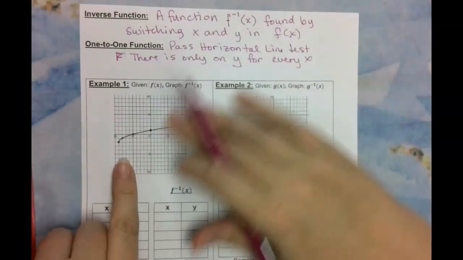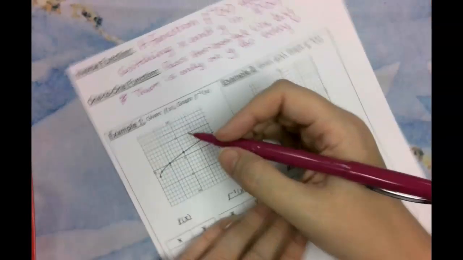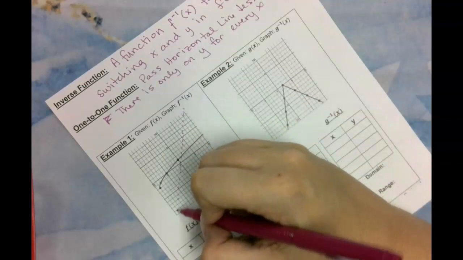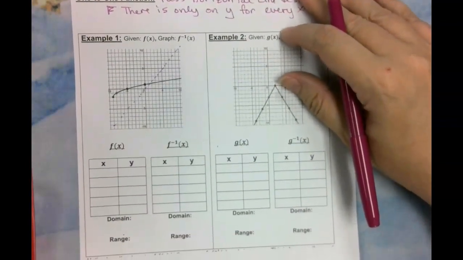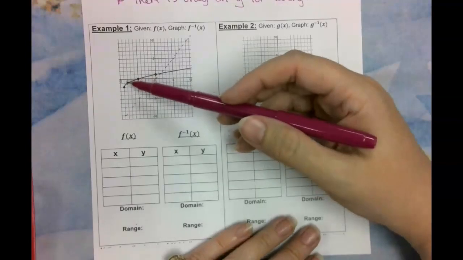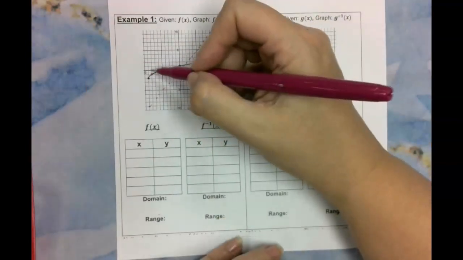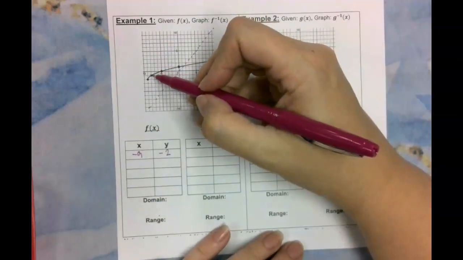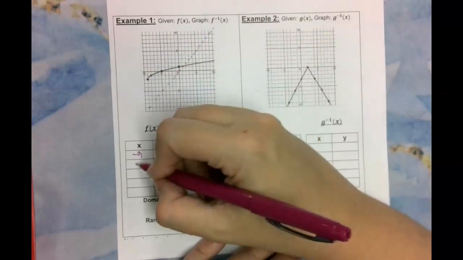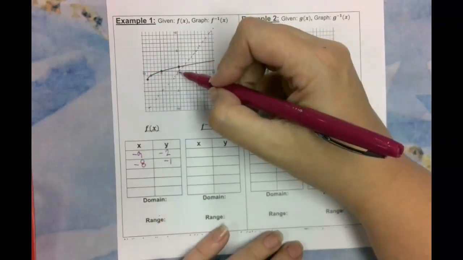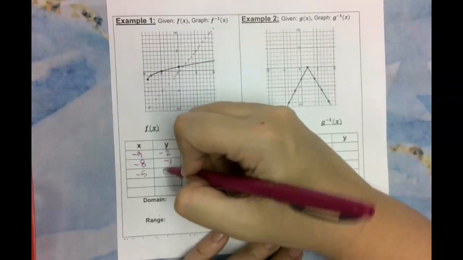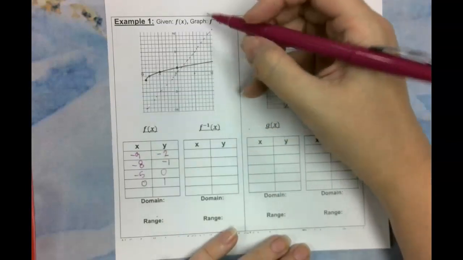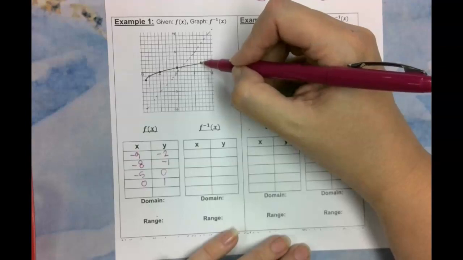So we're going to do some graphs here. I just said that we can think about this as being a reflection across this line, or we can think about it as just swapping the x and y. So let's pick some points to fill in our table from up here. This point is at -9 and -2. This point is at -8 and -1. This point is at -5 and 0. This point is at 0 and 1. And we have another point right here at 7 and 2.